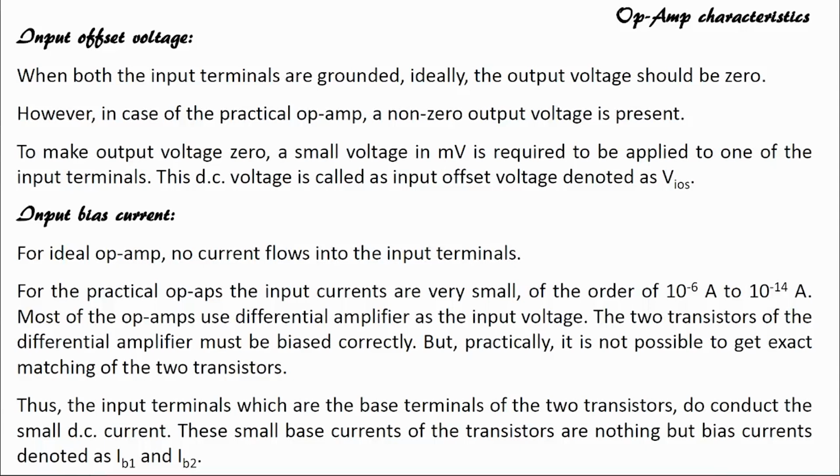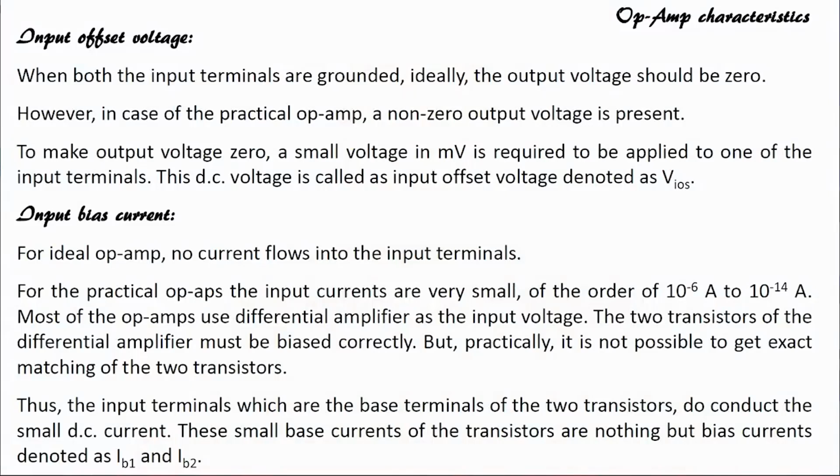You see why this happens? Because of the two transistors of the differential amplifier. Most of the op amps are used as a differential amplifier for the input voltage. The two transistors of the differential amplifier must be biased correctly, but practically it is not possible to get exact matching of two transistors, right. This mismatch of the two transistors will allow a small base current, or small DC current, to flow to the input of the transistor. These small base currents of the transistors are nothing but input bias currents, denoted by IB1 and IB2.